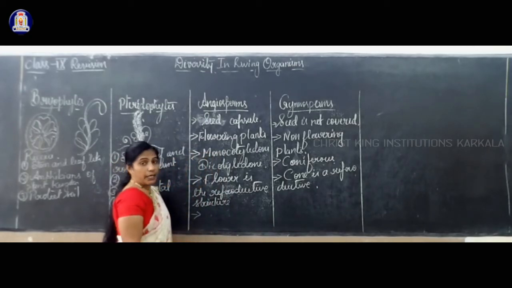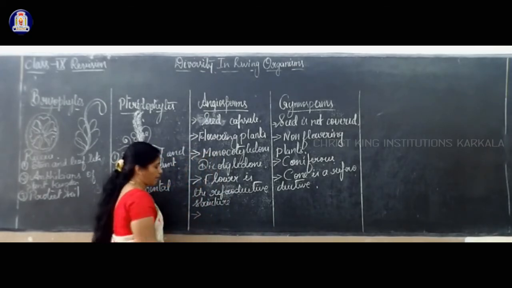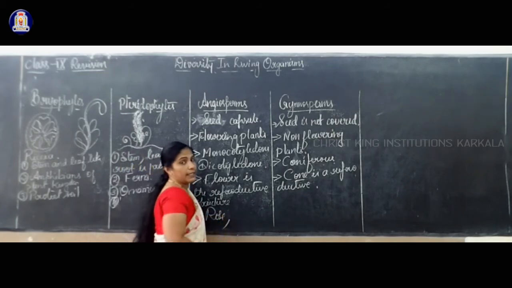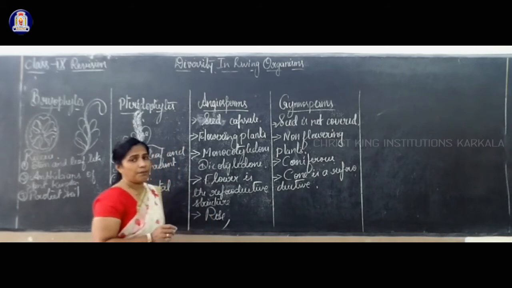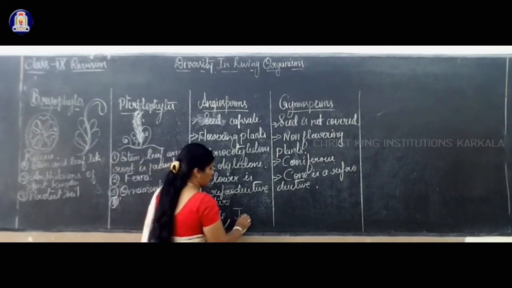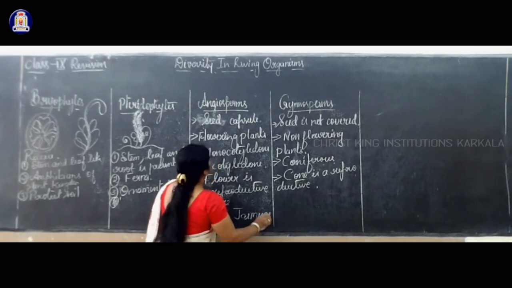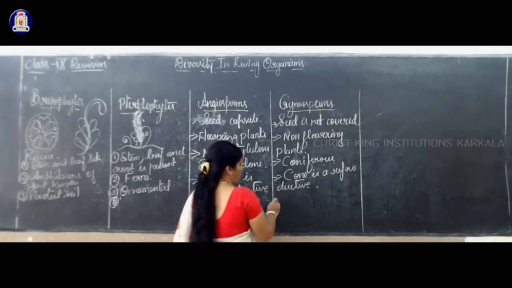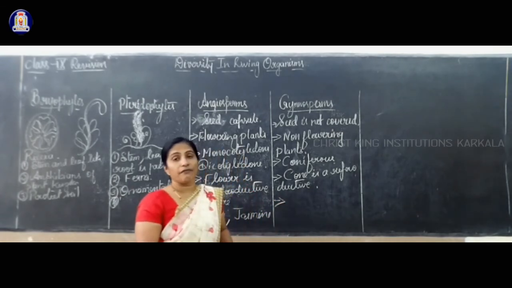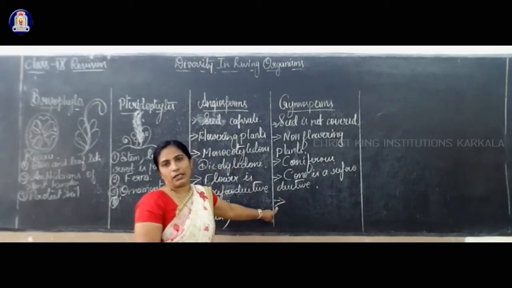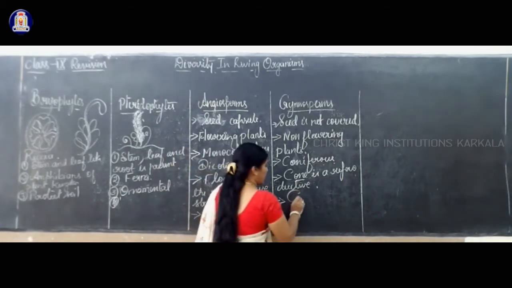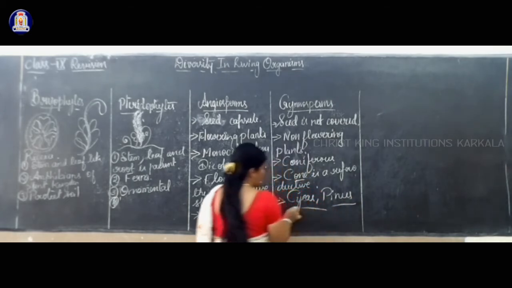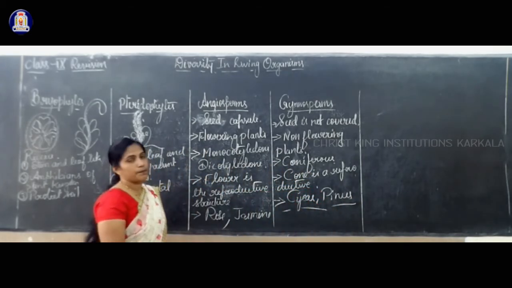For example, all flowering plants, you can give rose or dahlia or jasmine, as examples for angiosperm. Here it is cone bearing. So all the coniferous plants, thuja, Christmas tree, pine, cycas and pinus, are the major examples for gymnosperms.